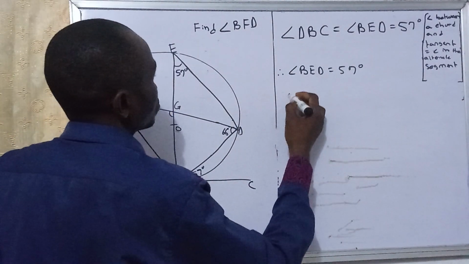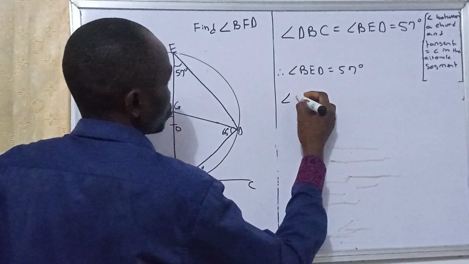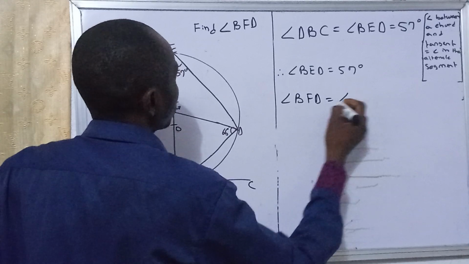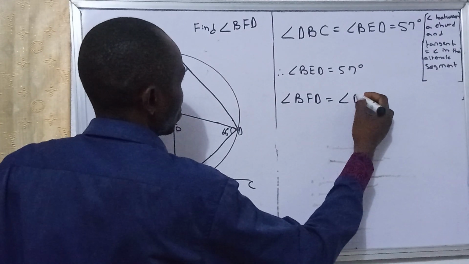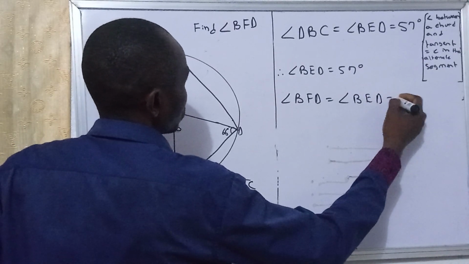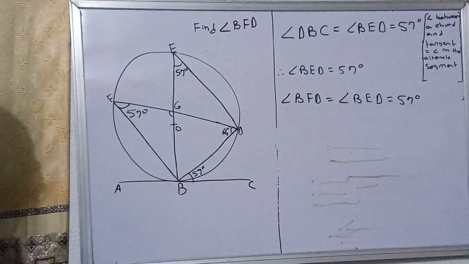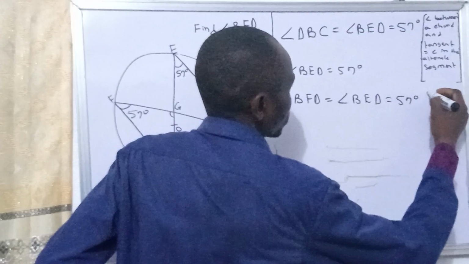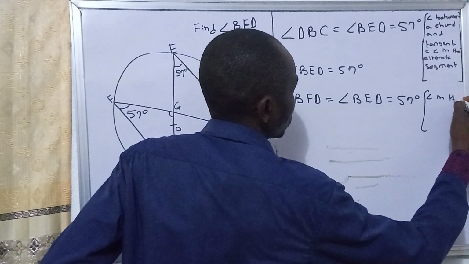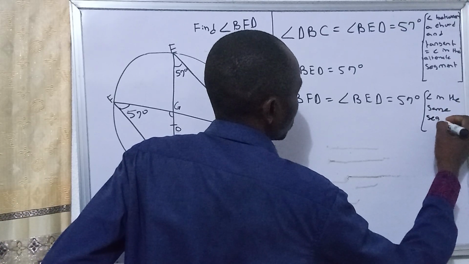So what do we have? The reference angle is F, with boundary angles B and D. So we have boundary B, reference E, boundary D, equals 57 degrees. Right? Don't forget to put your theorem: angles in the same segment.